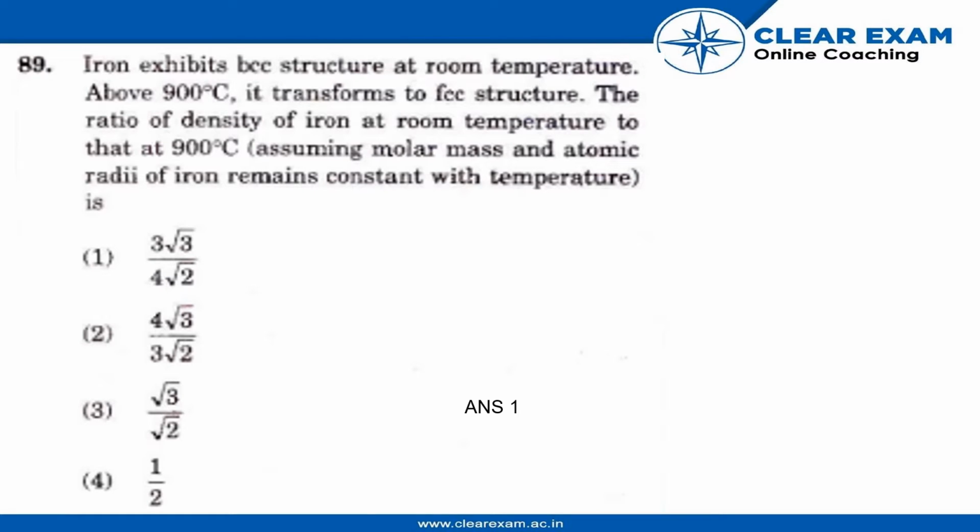The given question is: iron exhibits BCC structure at room temperature. Above 900 degrees Celsius, it transforms to FCC structure. The ratio of density of iron at room temperature to that at 900 degrees Celsius, assuming molar mass and atomic radii of iron remain constant with temperature, is.